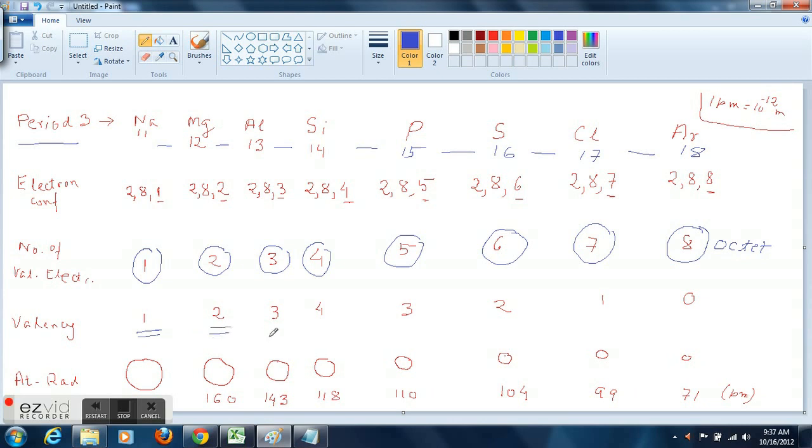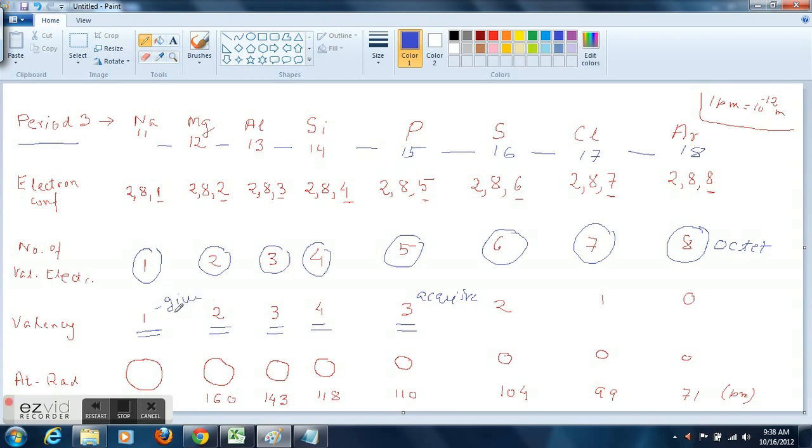Therefore the valency of sodium is 1, for magnesium it is 2, for aluminum it is 3, for silicon it is 4, for phosphorus it is again 3, it is not 5. The reason is phosphorus has 5 electrons, so it will not be able to give up 5 electrons. Giving up 5 electrons is very difficult, because then it will have 5 extra positive charge. So it will try to acquire 3 electrons by means of sharing, by means of covalency, to complete the octet. That's why phosphorus has a valency of 3 and not 5.